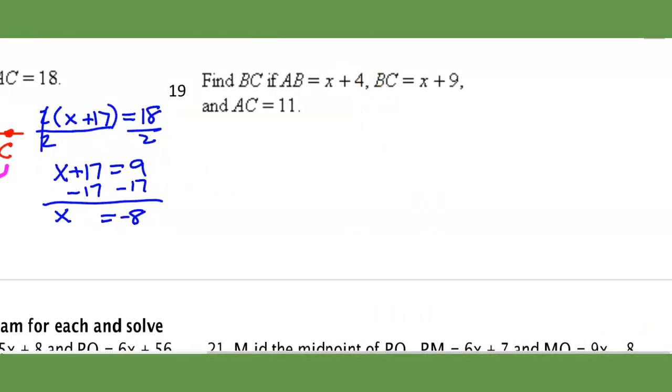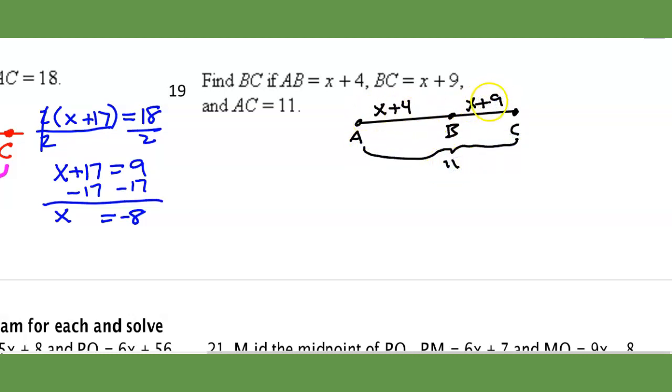All right, let's do another one, very similar. Just draw an accurate graph. That's a little too big. Here. Okay, that'll do. We have A and C, and B is somewhere between the two. So AB we have at x plus 4, BC is x plus 9, and AC is 11. So the two smaller segments will add up to the large segment.